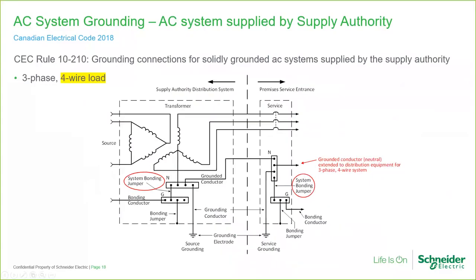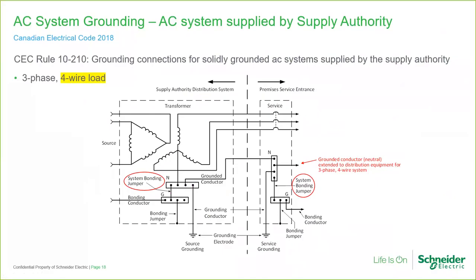Right, let me get that back. The neutral to be grounded at the service entrance, and then the supply authority will usually require the neutral to be also grounded at the transformer. So the neutral will be grounded at 2 points when it's a service supplied system. So there will be 2 system bonding jumpers, here and over here.